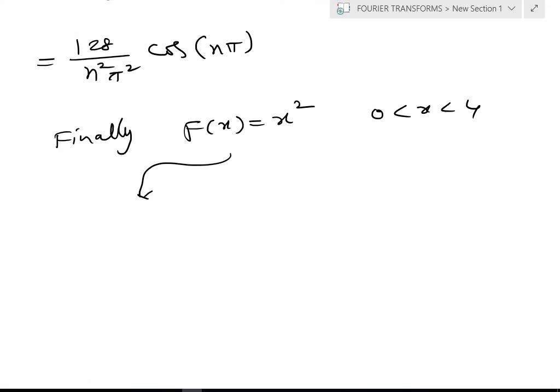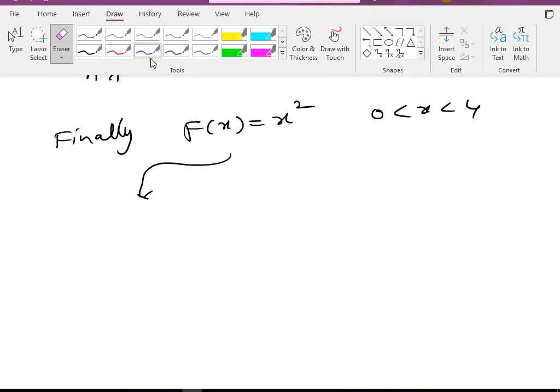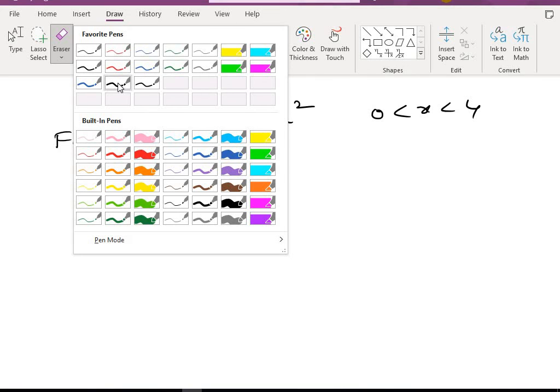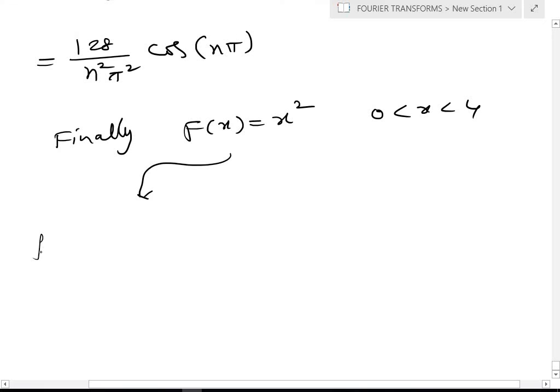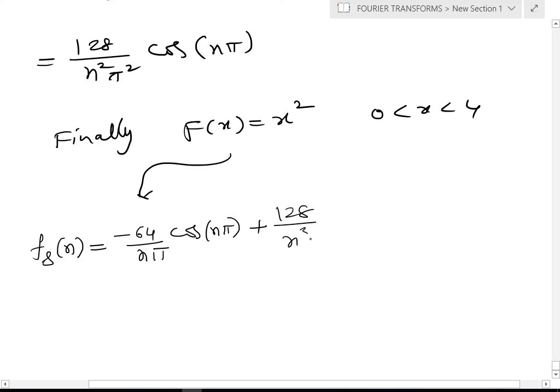Finally, the sine transformation of the function, Fn, will be equal to minus 64 by n pi cos of n pi plus 128 by n cube pi cube into cos of n pi minus 1.